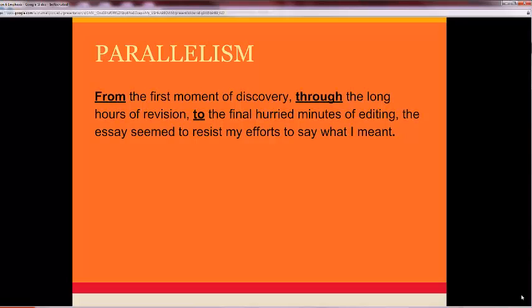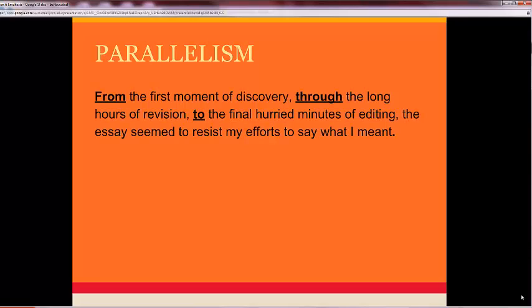This type of parallelism is keeping items in a list in the same form. Perhaps you've even had this experience. I might write, from the first moment of discovery, through the long hours of revision, to the final hurried minutes of editing, the essay seemed to resist my efforts to say what I meant. In this sentence, the parallel phrases in bold type emphasize the scope of the writing process.